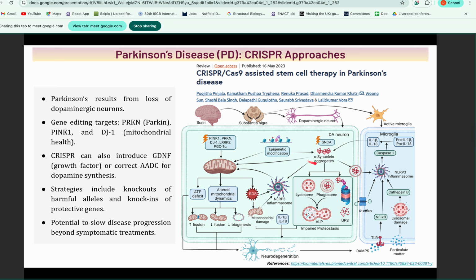Similarly, an example is given for alpha-synuclein aggregates, which are synthesized in the cells and lead to impaired proteostasis, in which the balance of the proteins is disturbed. Similarly, here also they have shown that different other proteins are synthesized, which leads to a disturbance in the balance and ultimately leads to Parkinson's disease. So all these genes which are leading to this particular state can be cured with the help of the CRISPR-Cas9 method.